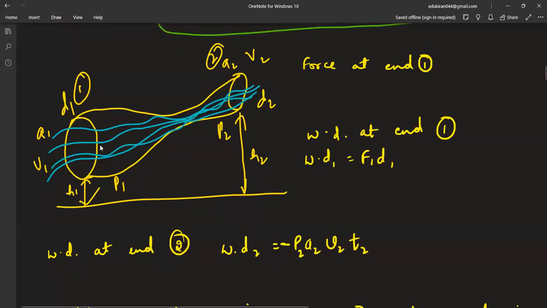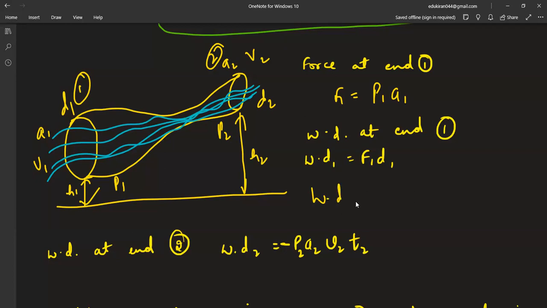Now see, when I calculate the force at the first end, pressure is equal to force by area. So force is equal to pressure into area. Now, what is the work done? Work done is equal to force into distance. Here, the distance is the diameter. Or let's take D1 only as the distance. So let's forget diameter. Whenever diameter is used, we'll write it as something else. The distance traveled by the water is D1.